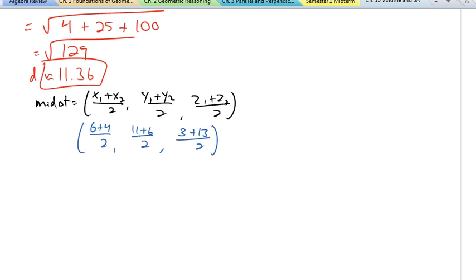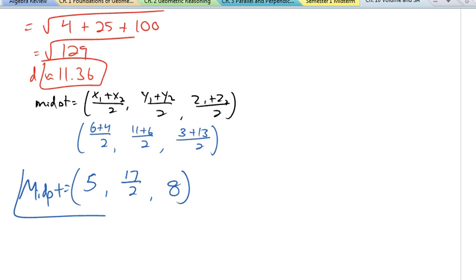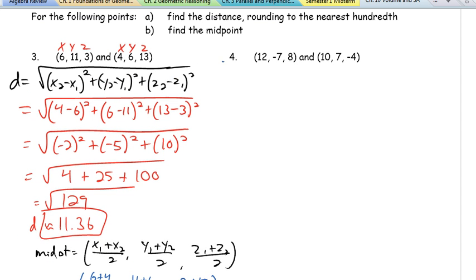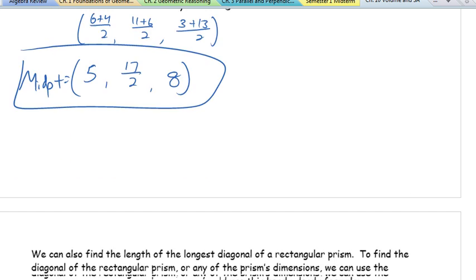So that's going to simplify to, let's see, 6 plus 4 is 10, divided by 2 is 5. 11 plus 6 is 17, divided by 2 is 17 over 2. We'll leave it just like that. 3 plus 13 is 16, divided by 2 is 8. And that's our midpoint. So midpoint is obviously a lot easier than distance. Doesn't take us long, but those are the ones that we'll have there. Okay, we can do number 4 together tomorrow.